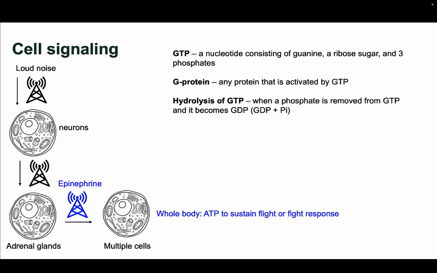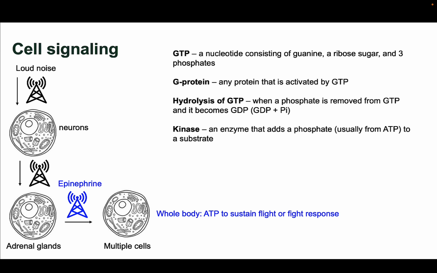So what does that mean, the hydrolysis of GTP? That is when a phosphate is removed from GTP. It has 3 phosphates, and when one is removed, it becomes GDP. So that would be guanine, a ribose sugar, and 2 phosphates, and it's often shown as GDP plus an inorganic phosphate. So all I'm talking about is the removal of one of those phosphates, and then when that happens, it becomes GDP.